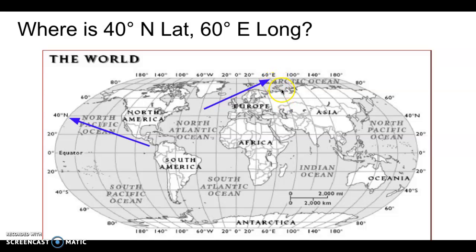And so if you run your finger down until you reach 40 degrees north, you'll see that there's a 40 degrees north here as well. And you just find where these two lines intersect. Right there, where the fancy little star is.